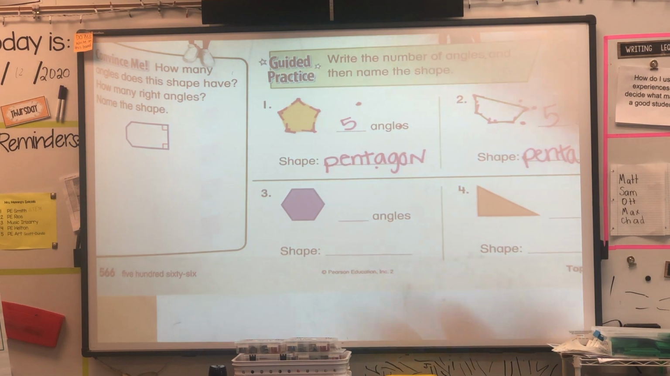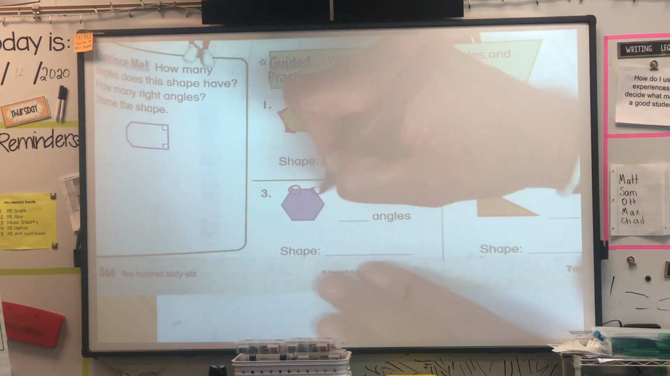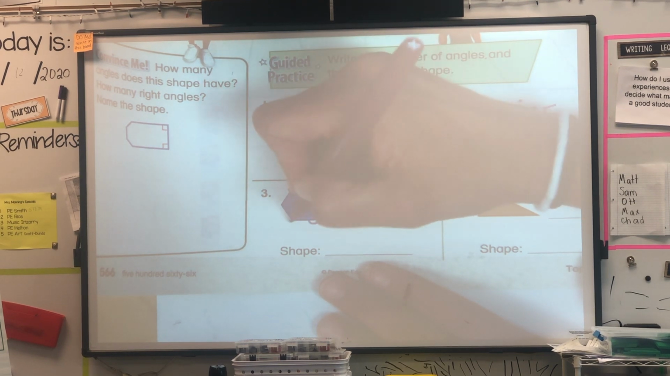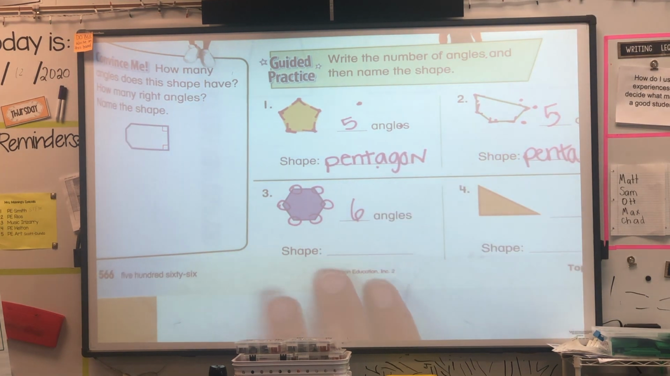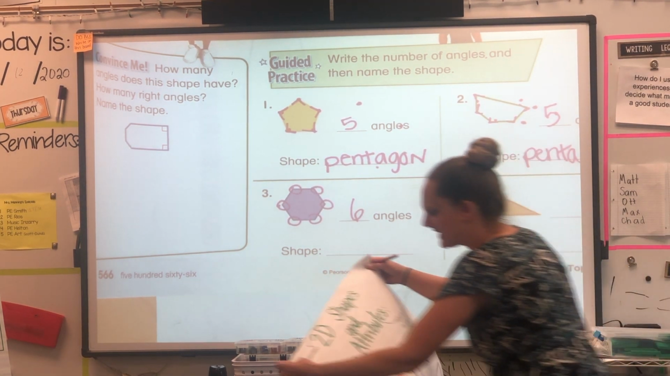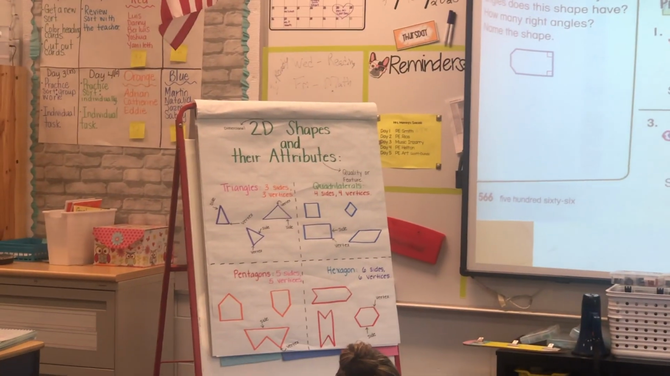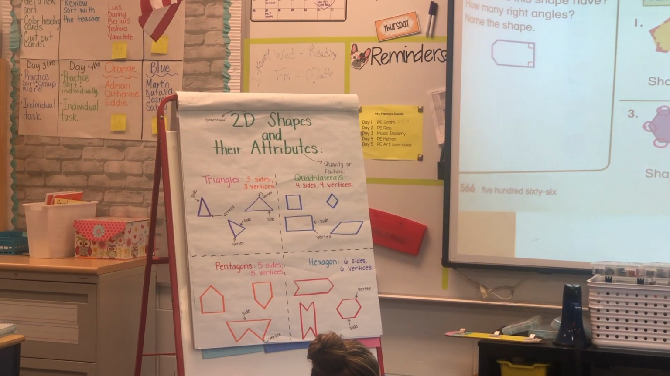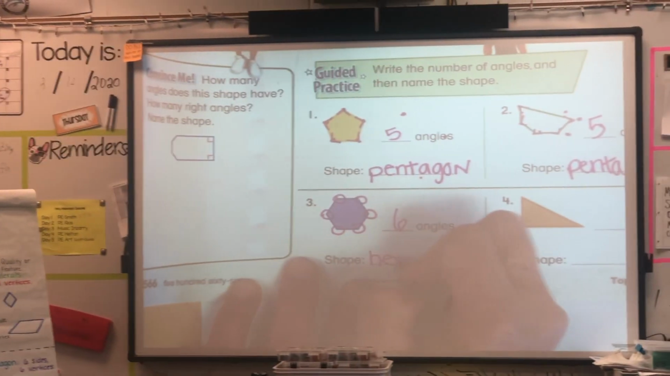So let's count our angles on this page. Ready? Go. 1, 2, 3, 4, 5, 6. So we had 6 angles. What is the name of a shape that has 6 angles? It has 6 sides, 6 vertices, 6 angles. All right, tell me, what is it? Hexagon. Yes, a hexagon.